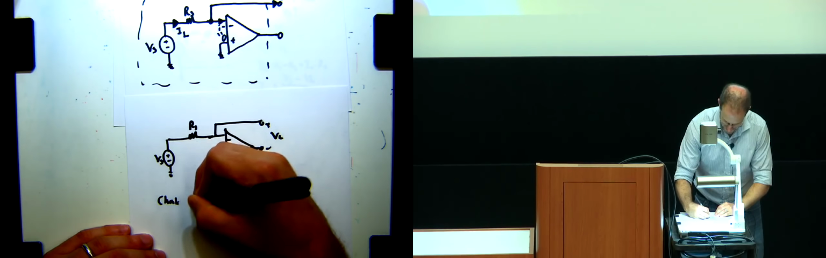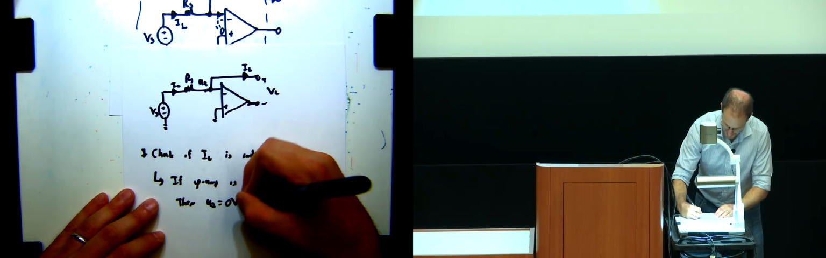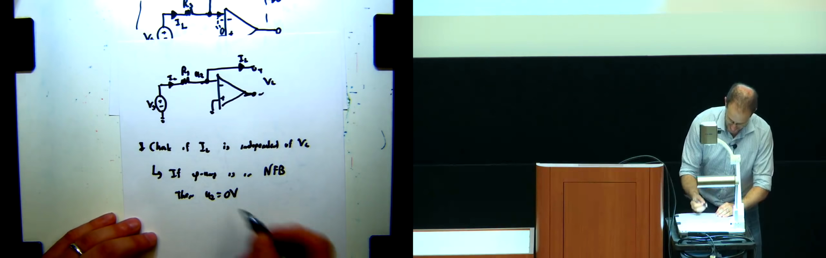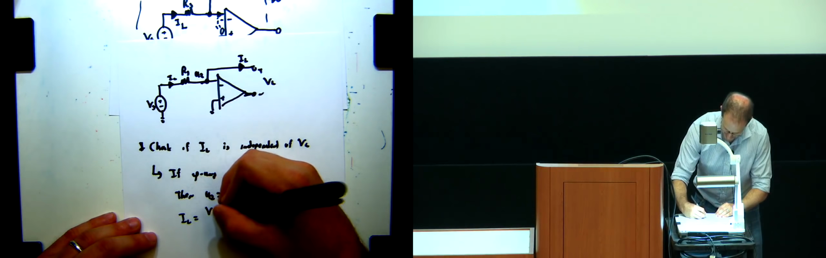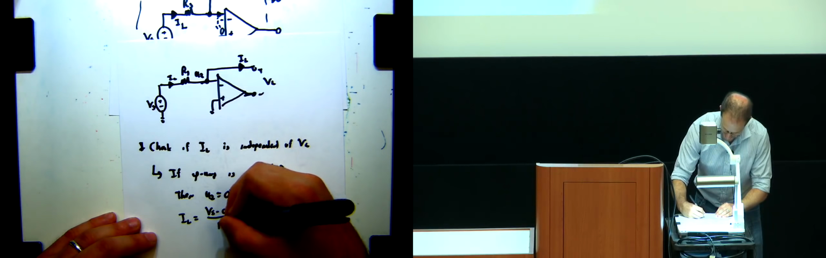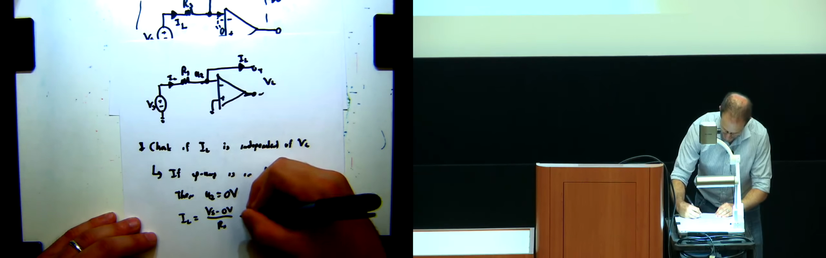Well, if the op-amp is in negative feedback, which I'm just going to write as NFB because I don't want to write the whole thing out, and then we label this over here, let's call this U2, then U2 equals 0 volts, right? If U2 is 0 volts, then as we did before, IL is simply equal to VS minus 0 volts divided by RS, which of course is equal to VS over RS. Great, it's independent. Indeed, this should work.